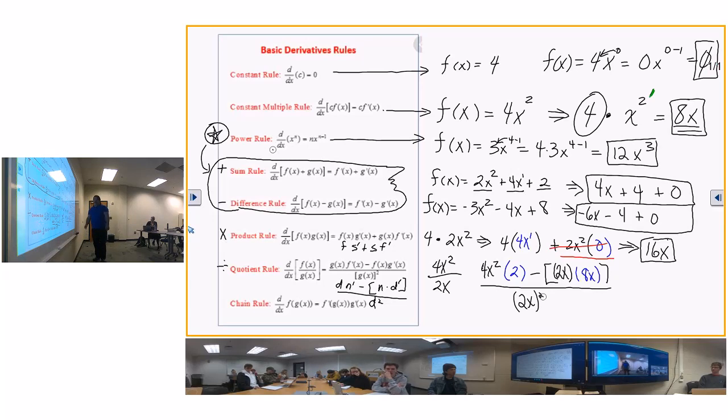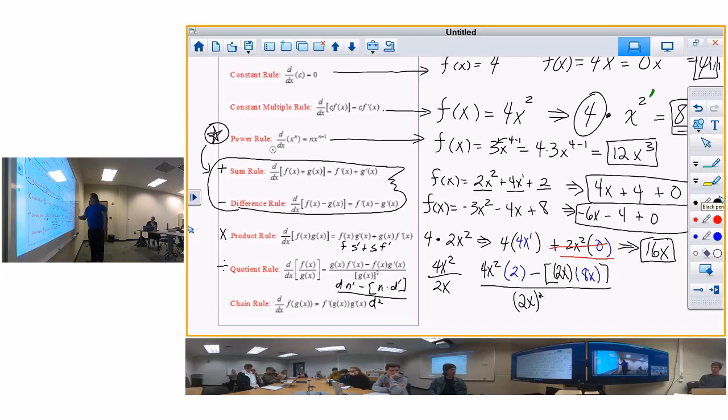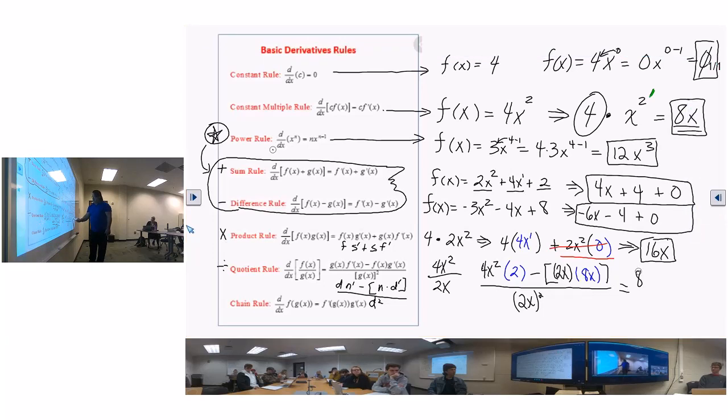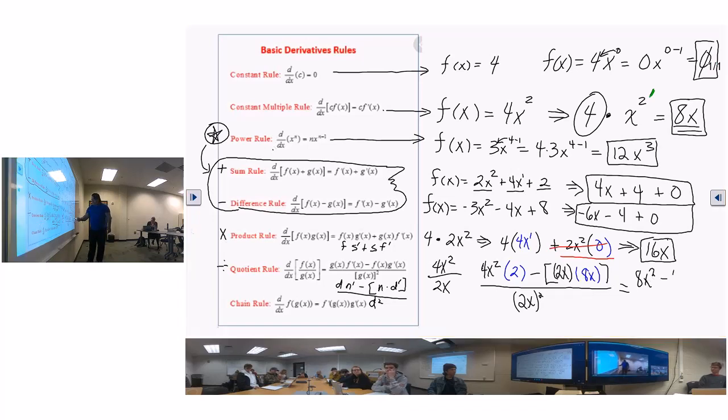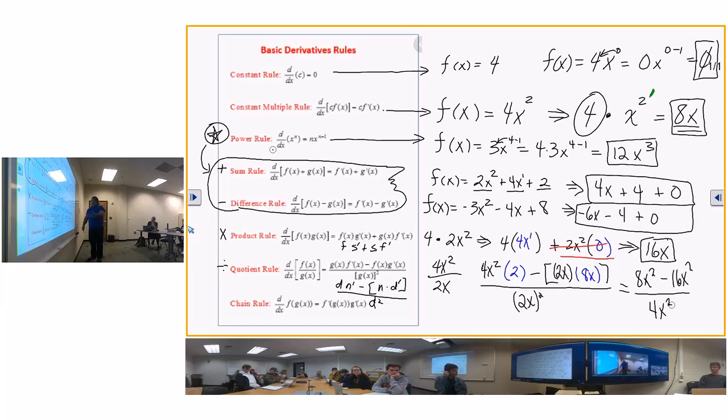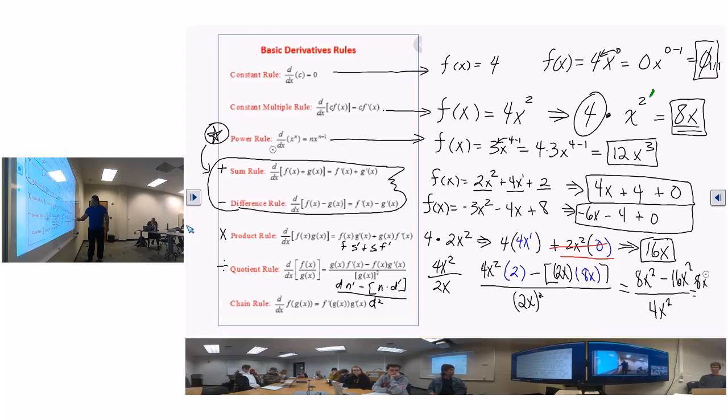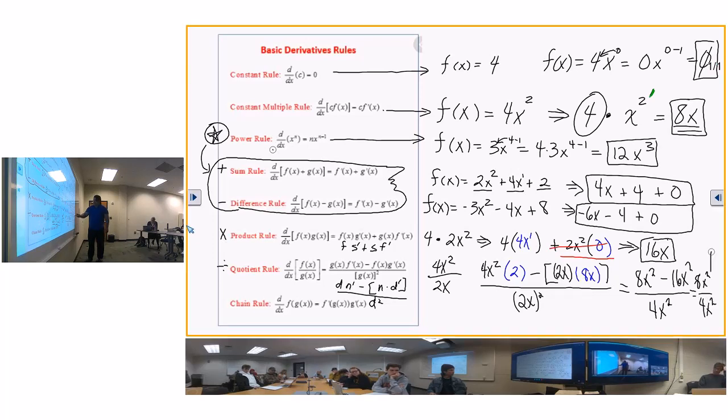So what's 4x times 4x squared times 2? 8x squared, Hubert. Thank you, class. And what is 2x times 8x? Over 4x squared. And of course, that's negative 8x squared over 4x squared, and what is that? Negative 2, sorry. Negative 2.